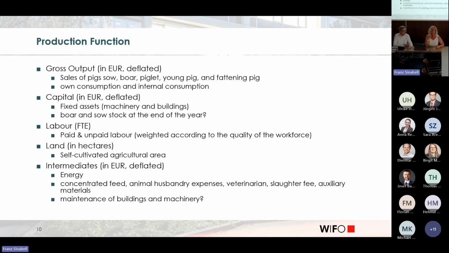Yeah, you could also implement it with wages. I did that as well. The effect was not really significant. To introduce the full-time equivalent in the estimation of the production function is rather common.